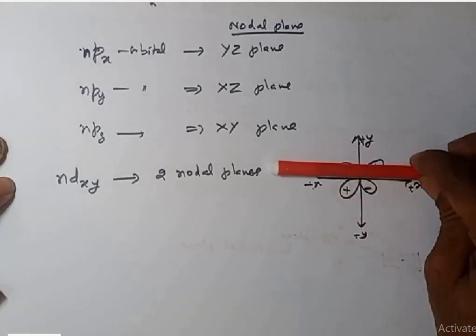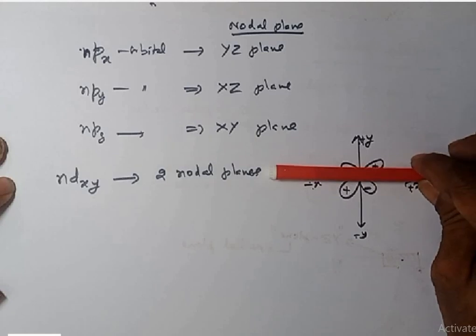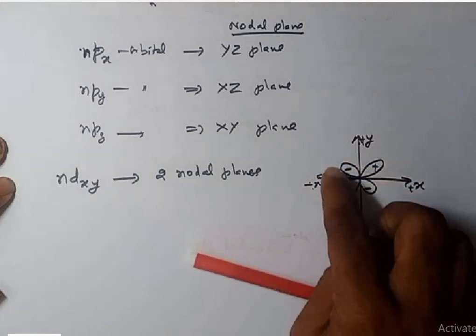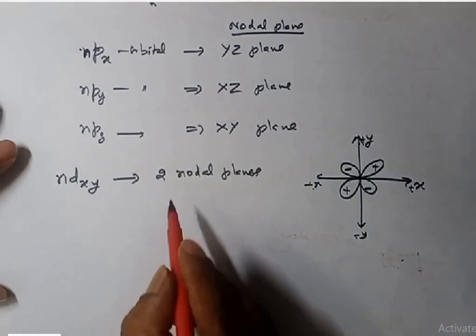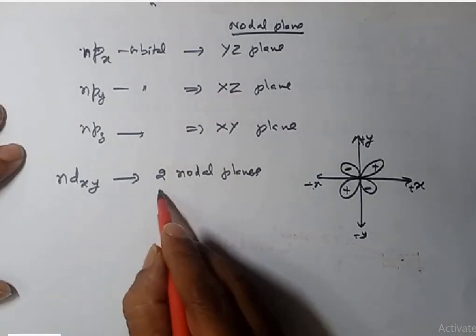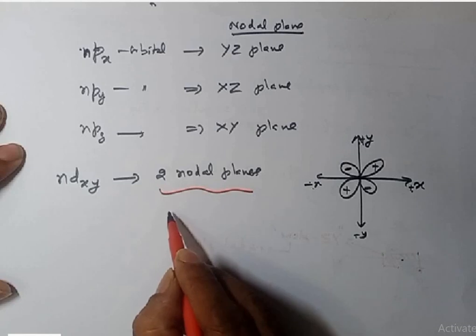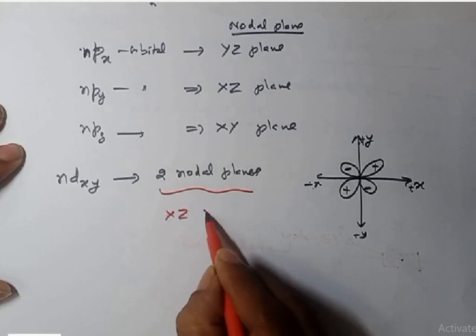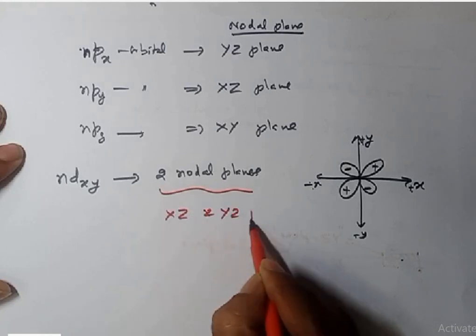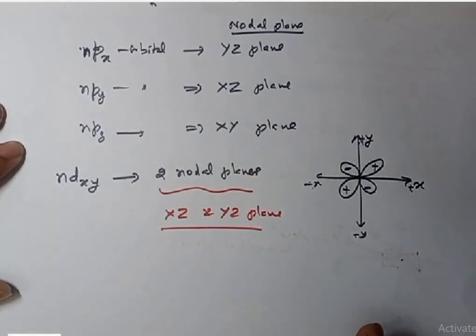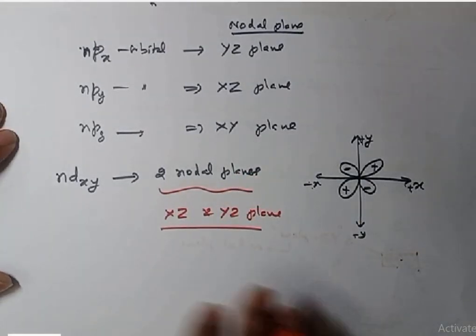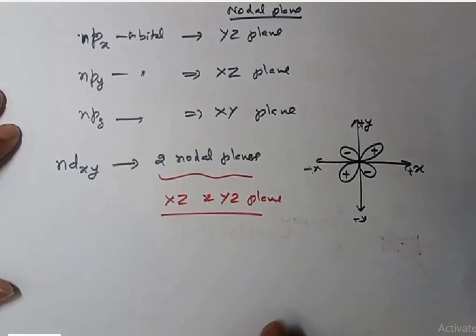And what about this? I can keep a plane like this, correct? It is passing at the center, right? It's called the XZ plane, right? So, the dxy orbital has two nodal planes. What are they? XZ and YZ planes. So it consists of two angular nodes. The dxy orbital has two angular nodes.